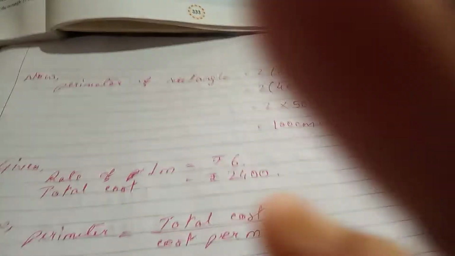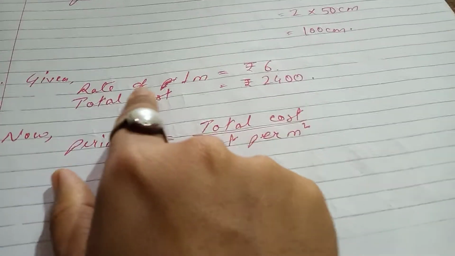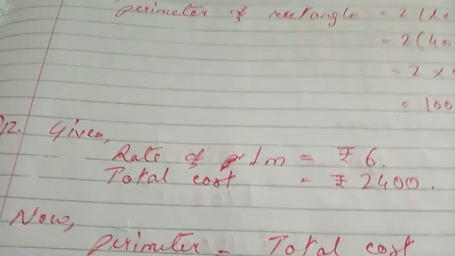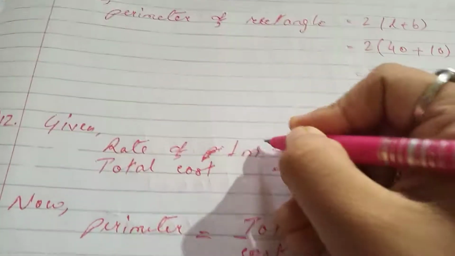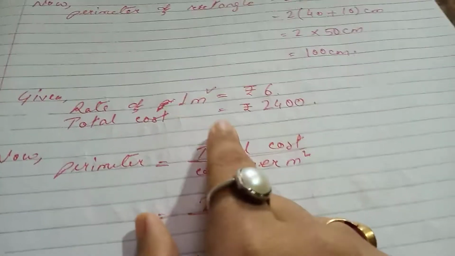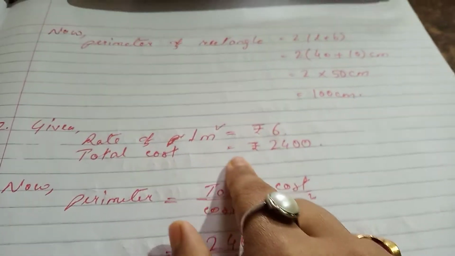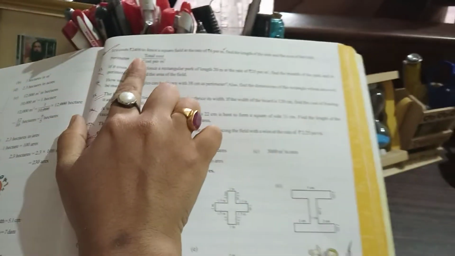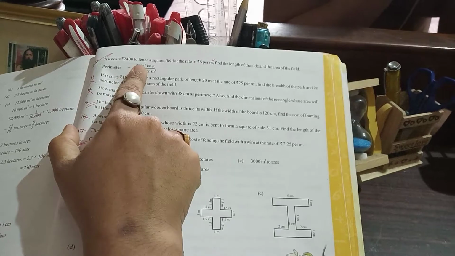Okay. Now, whatever is given to us, we will write it down. Rate of 1 meter square equals rupees 6 and total cost is rupees 2400. These two things are given to us. Now here, since in the question already we have been given one hint, perimeter equals total cost by cost per meter square, so we'll apply that formula and we'll find out the perimeter of the square field.